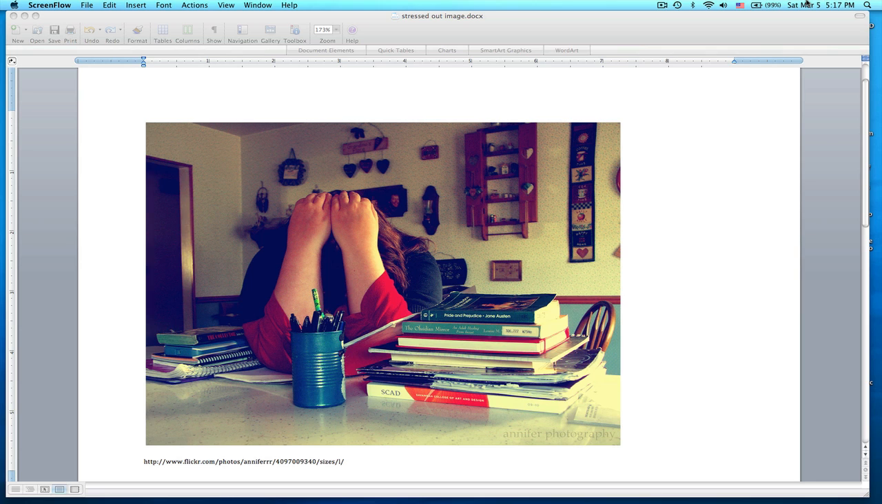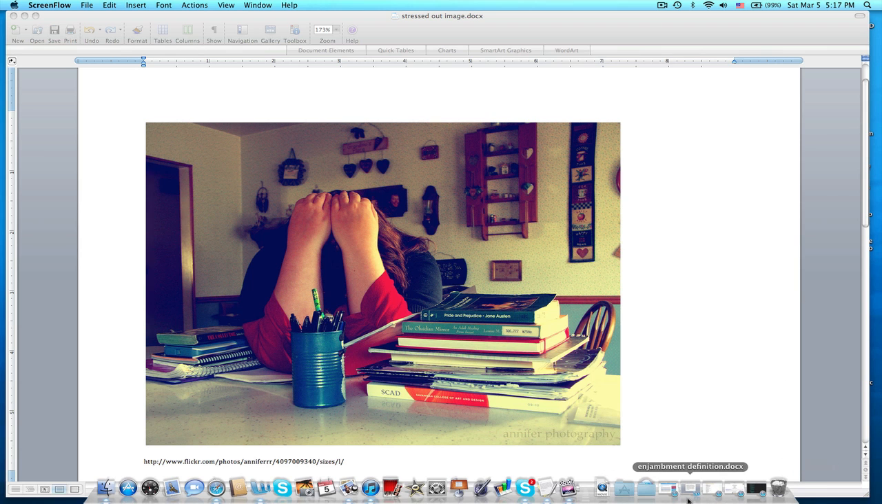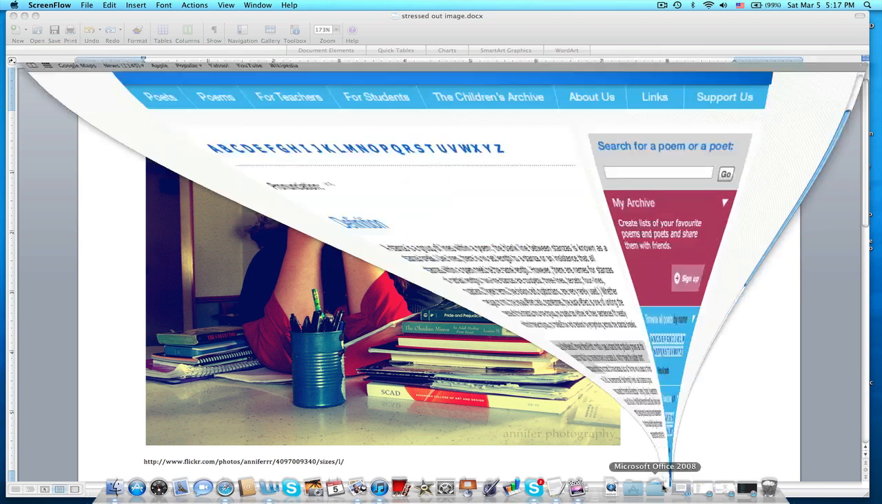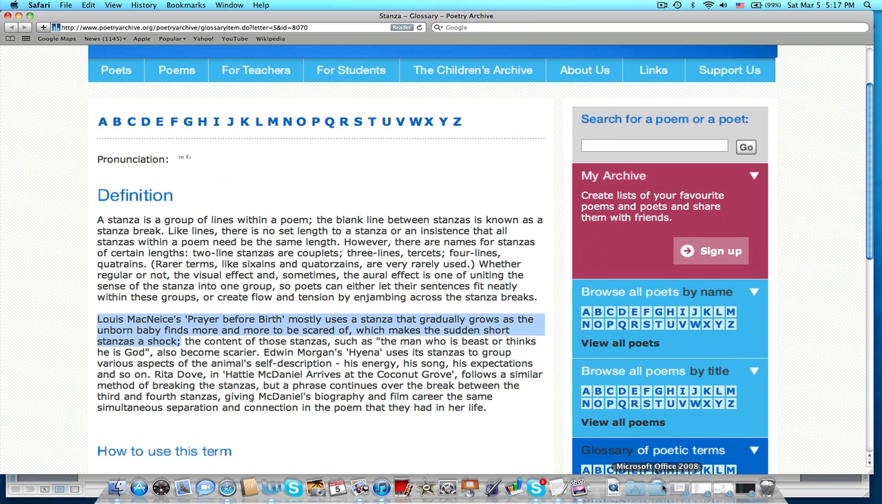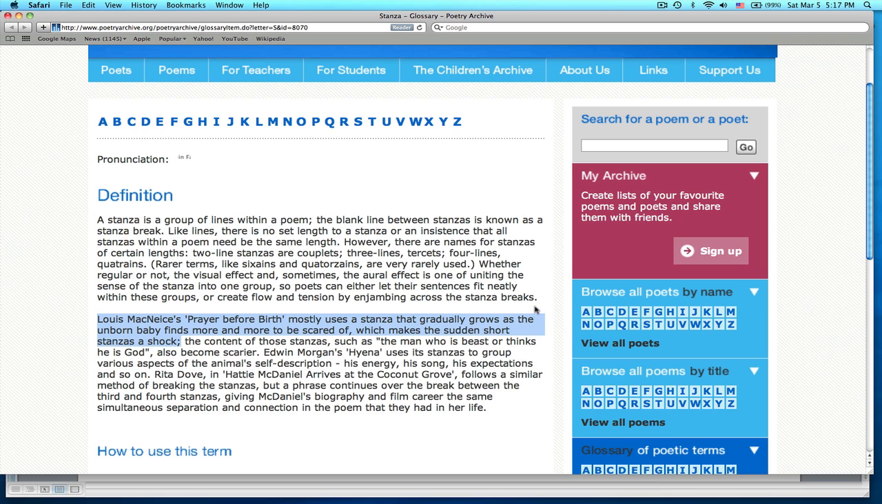So the first thing that I want to tell you about relates to how lines of poetry are organized. So let's hop on over to the Poetry Archive, which provides a pretty useful definition of what constitutes a stanza. And what I want to draw your attention to is these first couple of lines here. And you should write this down.